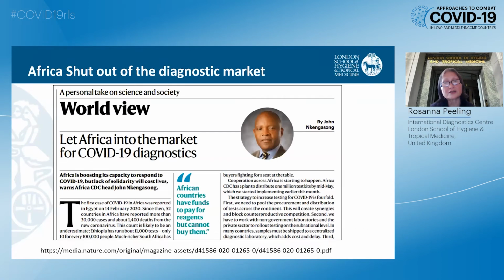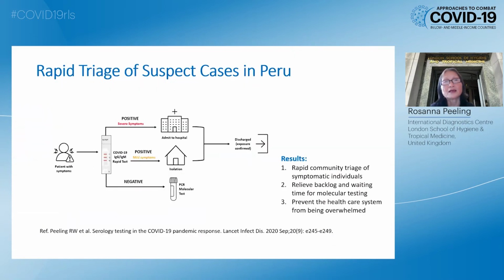So in the early days, Africa was shut out of the diagnostic market. John Nkengasong, the head of the Africa CDC, said that African countries have funds to pay for reagents and tests, but cannot buy them.